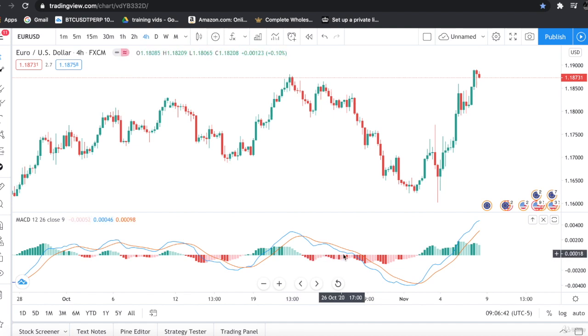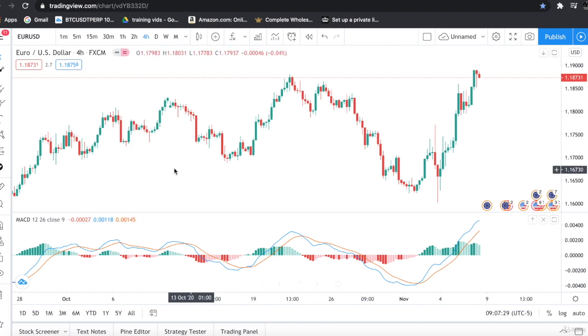You have to keep your eyes on the histogram. The darker the histogram is, the stronger the buying or selling activity. If the histogram turns lighter or transparent, it means that the buying or selling activity is gradually decreasing. You have to keep an eye on it.